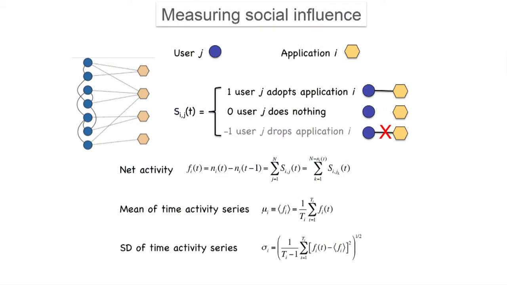So as before, we've got this net activity, so we can imagine users can either adopt or not adopt. Dropping is actually a very rare activity in this phase. Later it would become much more important, simply because this is the early growth phase of apps on Facebook. And what we can define here is both a mean of this time activity series, mu, and then a standard deviation of the activity series.